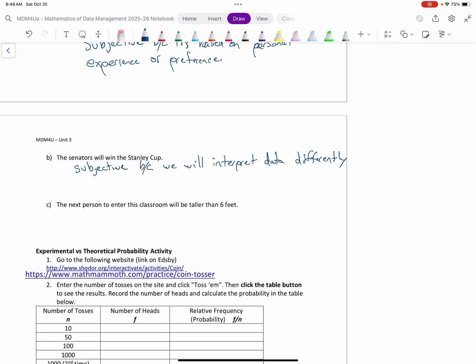So part C, the next person to enter this classroom will be taller than 6 feet. I would say this could be experimental or subjective. You could argue this one. It could be experimental, or maybe if we all had access to the same data, we could interpret it less as being subjective and just ask how many people are over 6 feet. If there's no people over 6 feet, then maybe this is easy, that kind of thing.